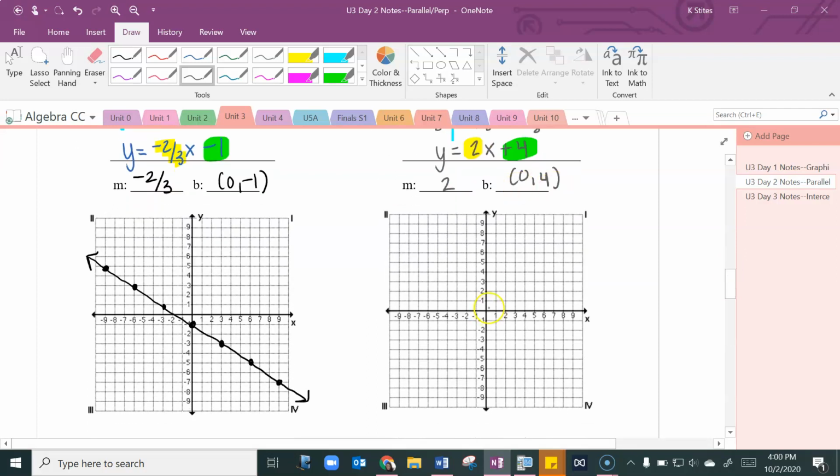Plot your y-intercept, 0, 4, on your y-axis. That slope of 2 is a 2 over 1. We're going up 2 and right 1. Since it's positive, we're going up. Once we run out of room, we'll go down 2, left 1. And then you can draw your line.